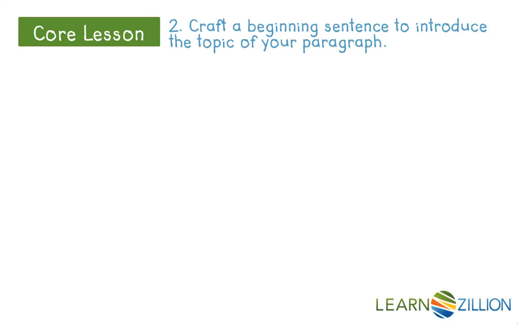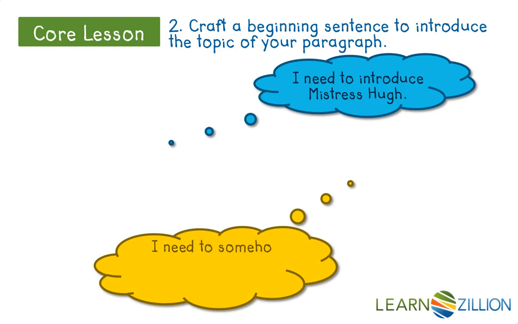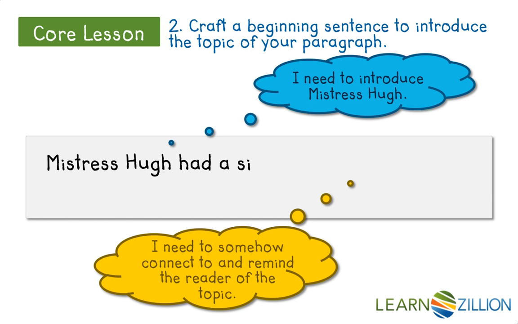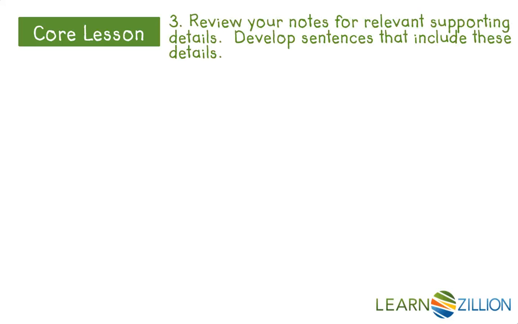Now that I've decided on my starting point, I can move to Step 2. Craft a beginning sentence to introduce the topic of your paragraph. I need to accomplish two tasks with this sentence. First, I need to introduce Mistress Hugh as the character I will be discussing in the paragraph. And second, I need to somehow connect to and remind the reader of the topic. I think I can do both of those things with this sentence. Mistress Hugh had a significant impact upon the life of Frederick Douglass. This will be my topic sentence. Since I have the topic sentence, I can move on to Step 3.